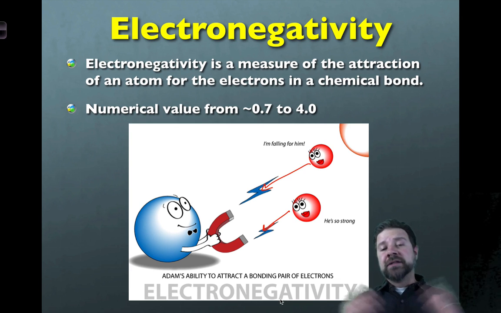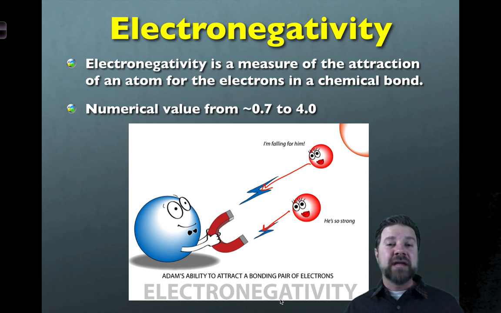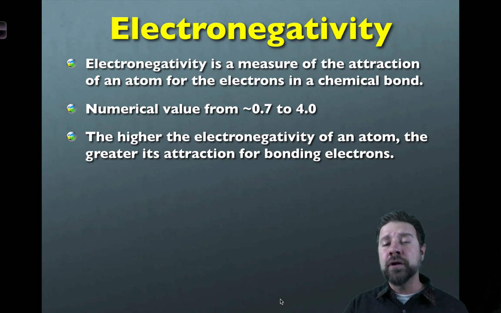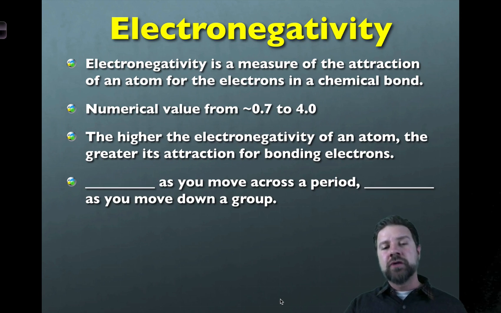Now, in terms of numerical values, electronegativity can be found from 0.7 to 4.0. And if you're in my class, you have a periodic table that has in the bottom right-hand corner the numbers 0.7 to 4.0. Each element has its own numerical value. Now, the higher that number is, the higher the electronegativity of the atom, and the greater its attraction for bonding electrons. So if it has a very high number, that means that it wants electrons to participate in a bond with something else. So the trend goes like this.